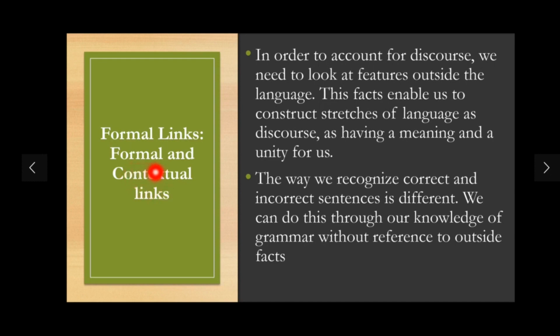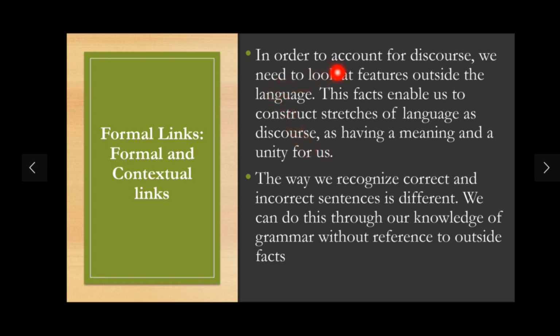So, formal links. Within the links, we have formal and we have contextual links. Sometimes when we do discourse analysis, we look for the features inside the language. These features are formally called formal links. And sometimes when we do discourse analysis, we look for the features outside of the language. Then such links are called contextual links, right? So formal links are associated with cohesion in discourse, while contextual links are associated with coherence in discourse, right?